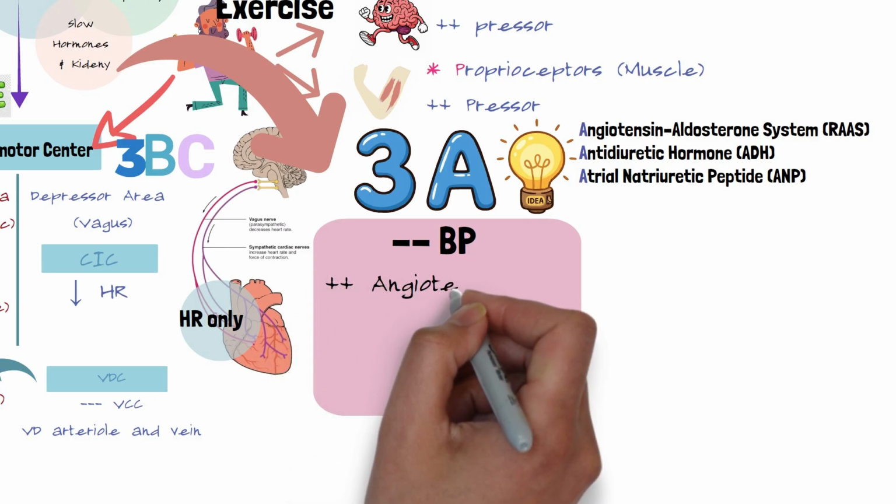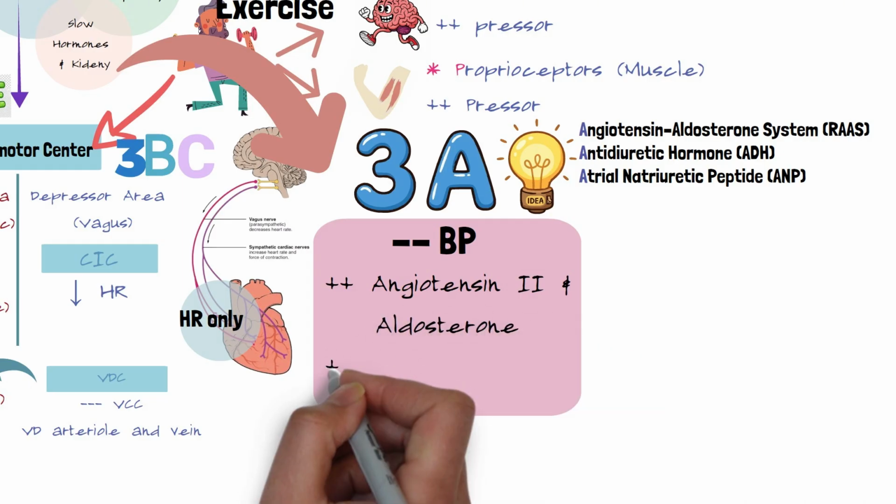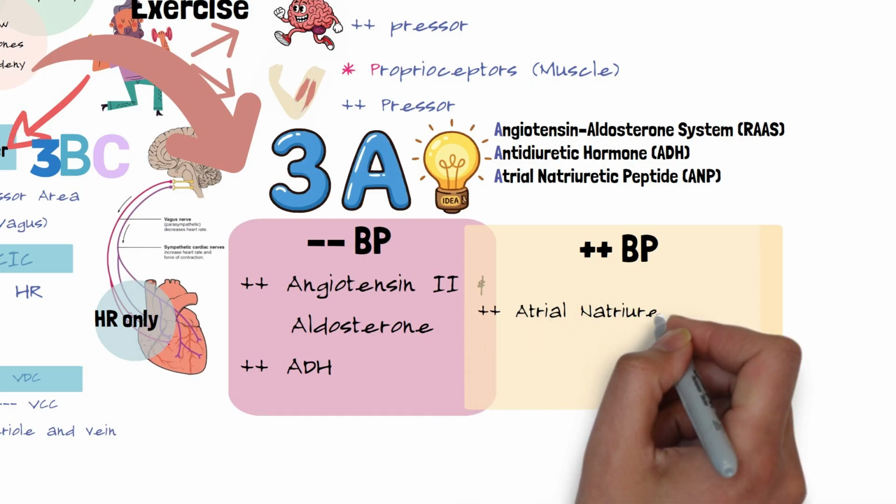So when the blood pressure falls, both angiotensin and antidiuretic hormone increase. When the blood pressure increases, mainly the atrial natriuretic peptide is increased. Both hormones act on the blood vessels and the kidney.